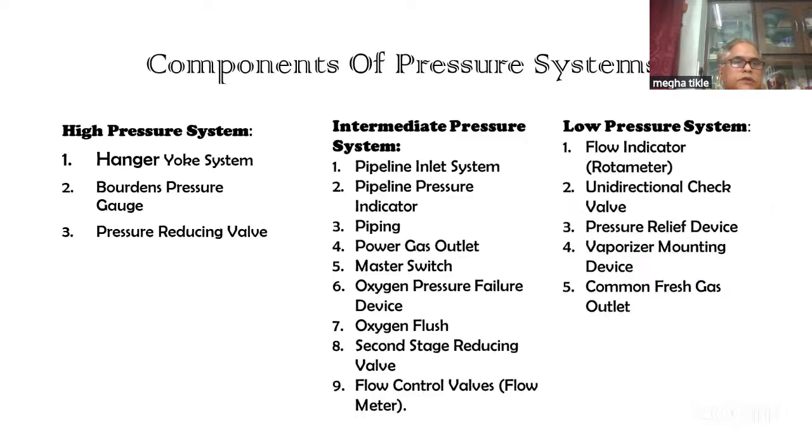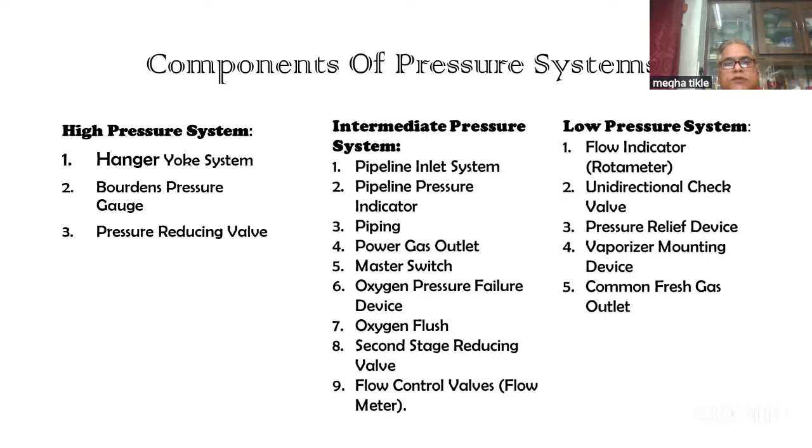What are the components? In the high pressure system, you have a hanger yoke system, a Bourdon pressure gauge, and a first stage reducing valve. The high pressure system is used only by the emergency cylinder, which is attached to the anesthesia machine. And the complete high pressure system is a single assembly made into one part. It does have different parts in it, but they are used to form a single component in the machine.